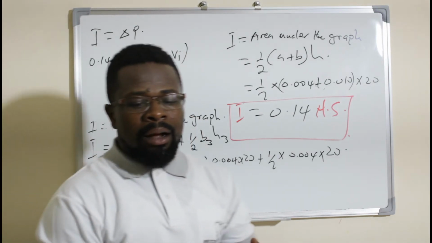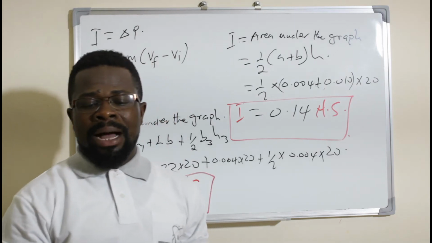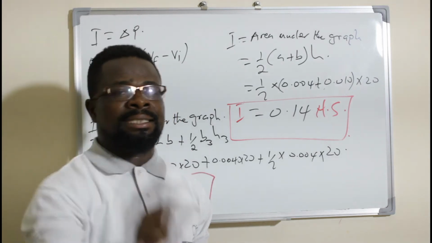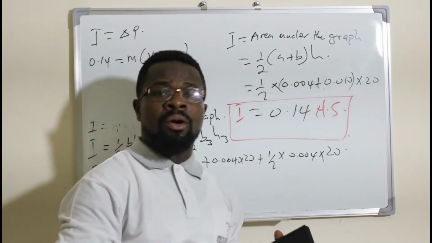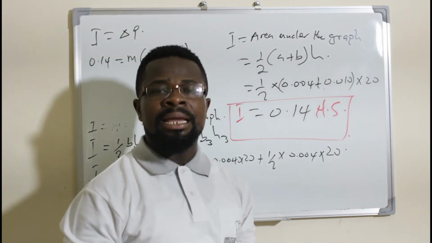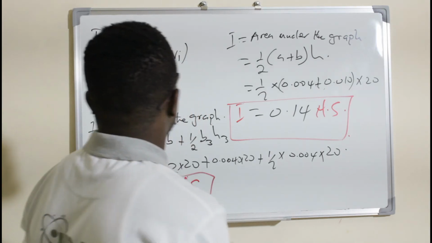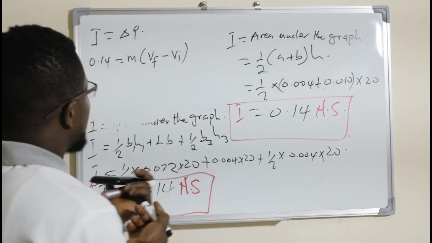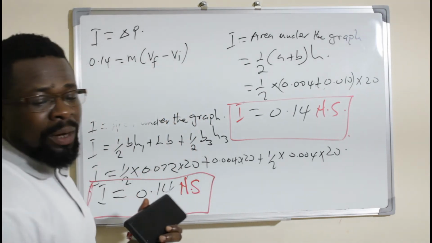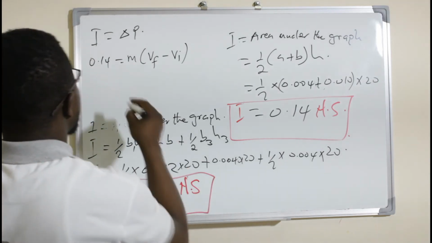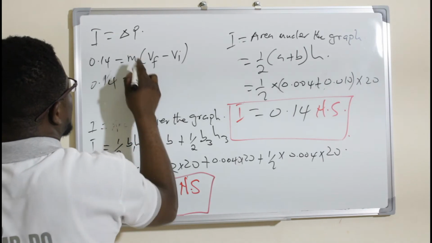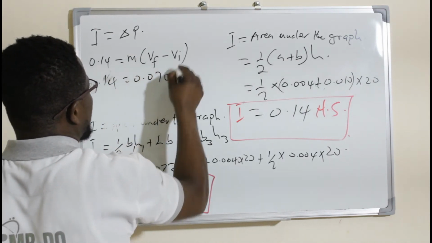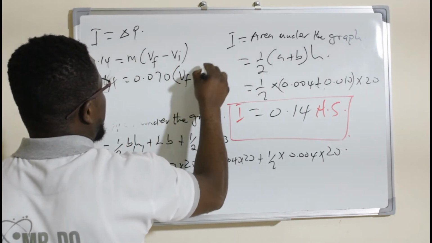And where was the block? It said a small block of mass is initially at rest. So that means that the initial velocity is 0, because the block was initially at rest. And now we need to find the final velocity. So straight away, the mass was given to us to be 0.070. Therefore, we say 0.14 is equal to 0.070 into v final minus 0.